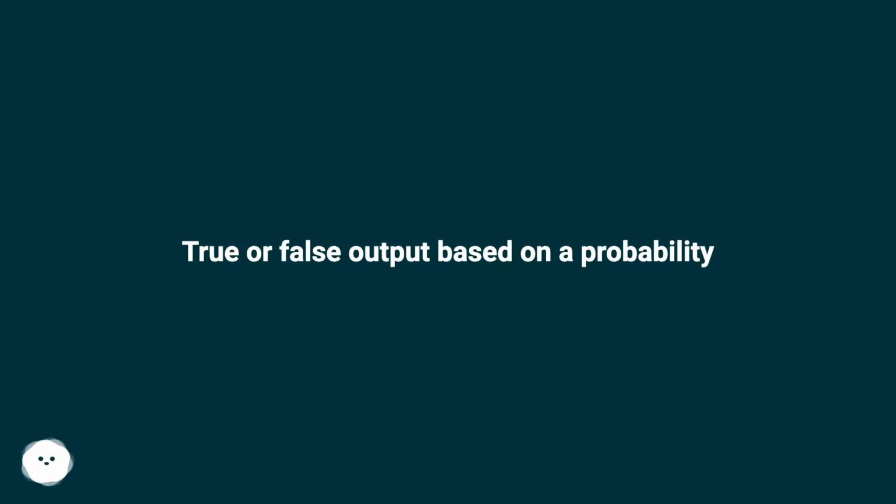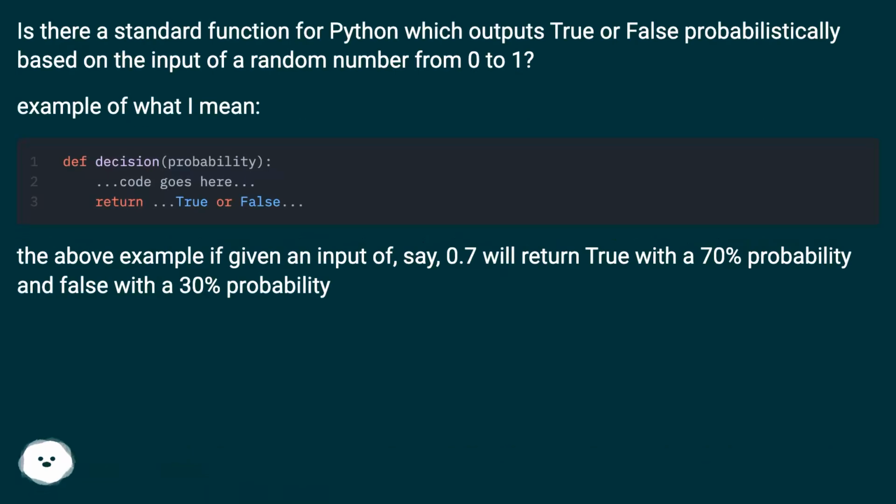True or false output based on a probability. Is there a standard function for Python which outputs true or false probabilistically based on the input of a random number from 0 to 1? Example of what I mean. The above example, if given an input of, say, 0.7, will return true with a 70% probability and false with a 30% probability.